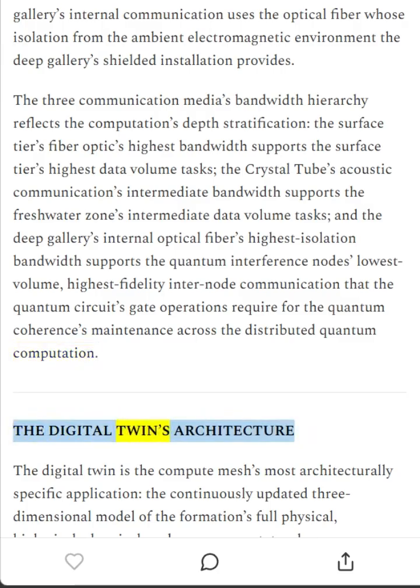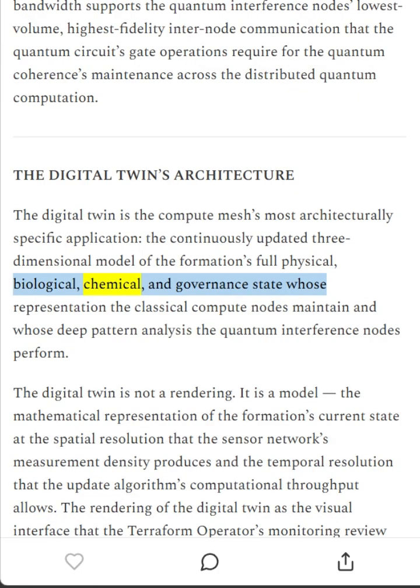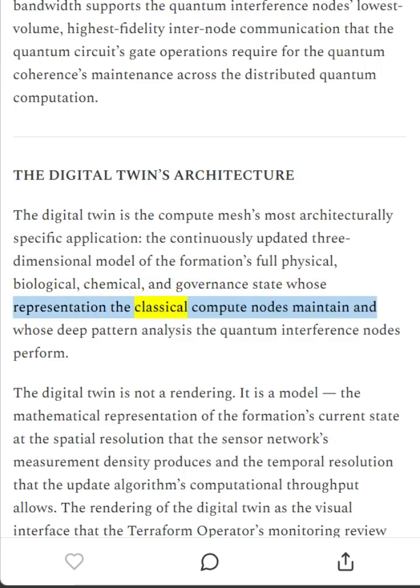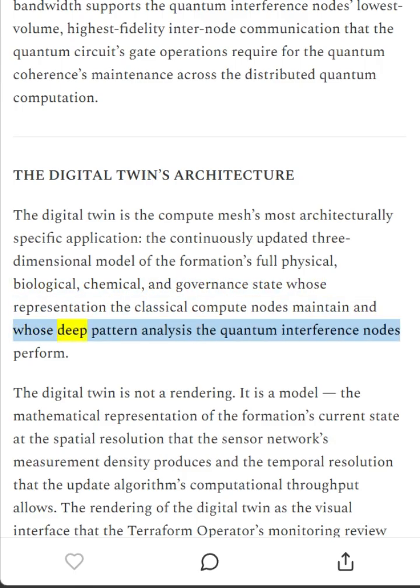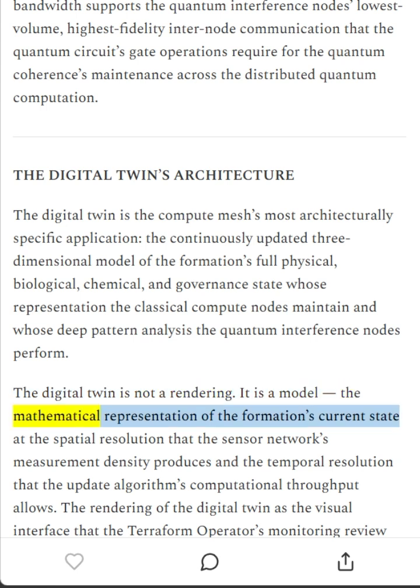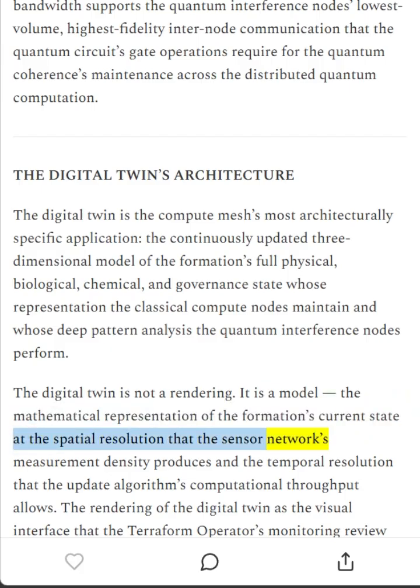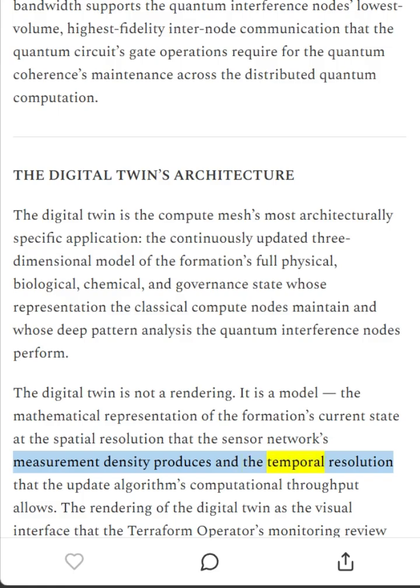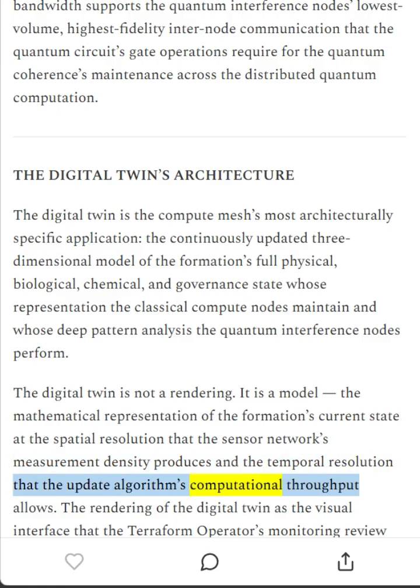The digital twins architecture. The digital twin is the compute mesh's most architecturally specific application. The continuously updated three-dimensional model of the formation's full physical, biological, chemical, and governance state, whose representation the classical compute nodes maintain, and whose deep pattern analysis the quantum interference nodes perform. The digital twin is not a rendering. It is a model, the mathematical representation of the formation's current state at the spatial resolution that the sensor network's measurement density produces and the temporal resolution that the update algorithm's computational throughput allows.